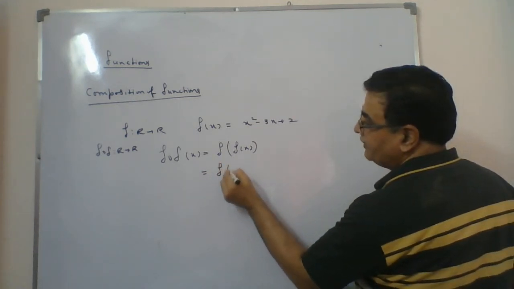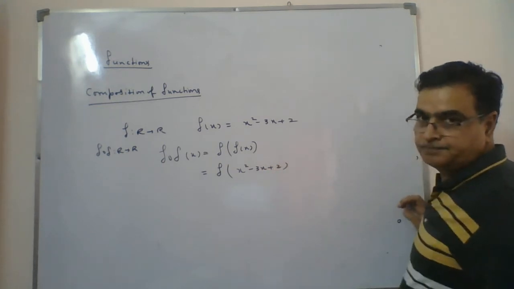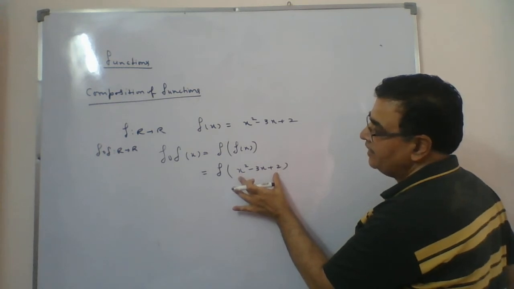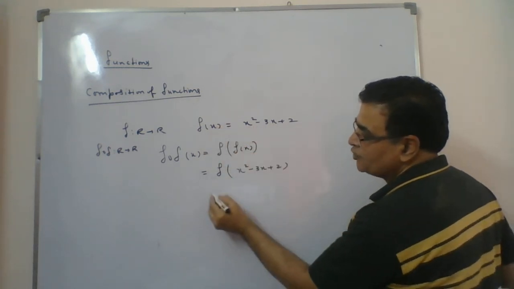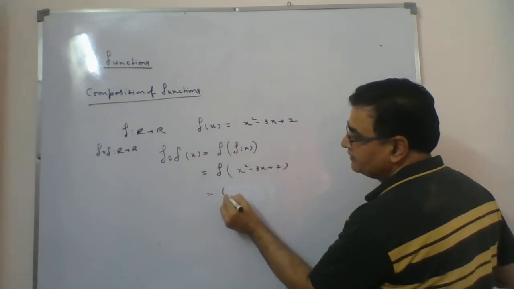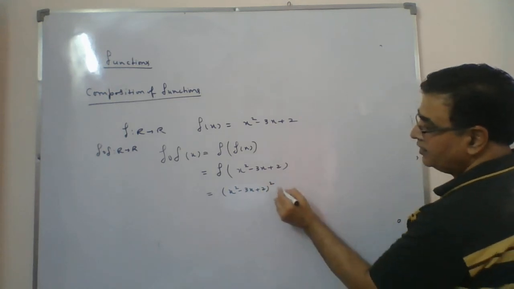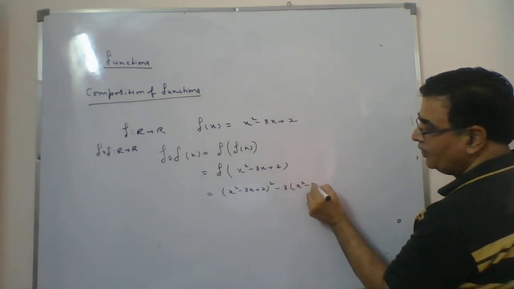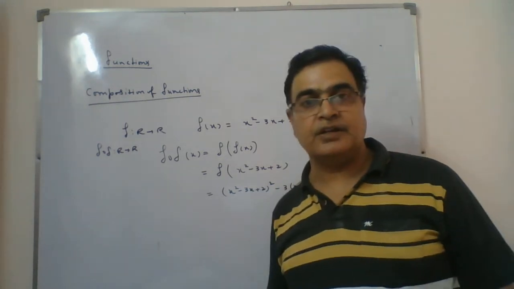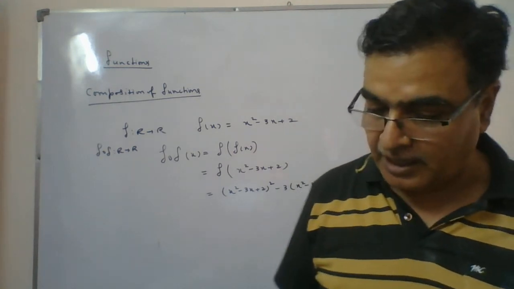F of f(x), f(x) means x square minus 3x plus 2, right? This is x now, so f(x) is this. So what I should write here, this total x will be placed here. Wherever x comes, we will write x square minus 3x plus 2 whole square minus 3 times x square minus 3x plus 2, and this is plus 2. So you can get the result this way also. So this will be another composition they can ask.